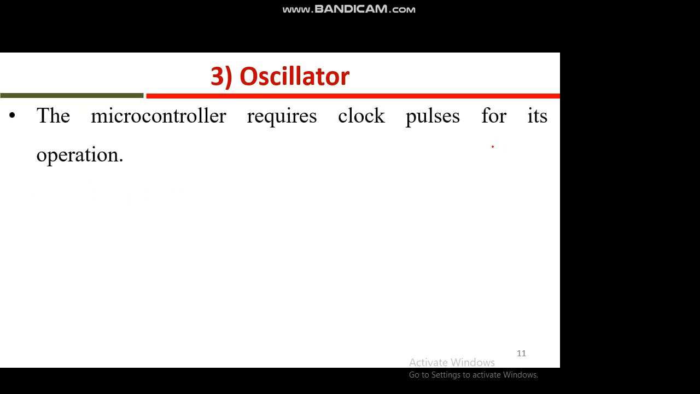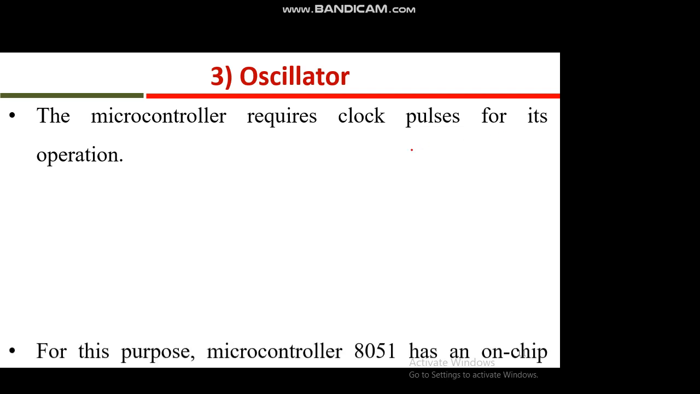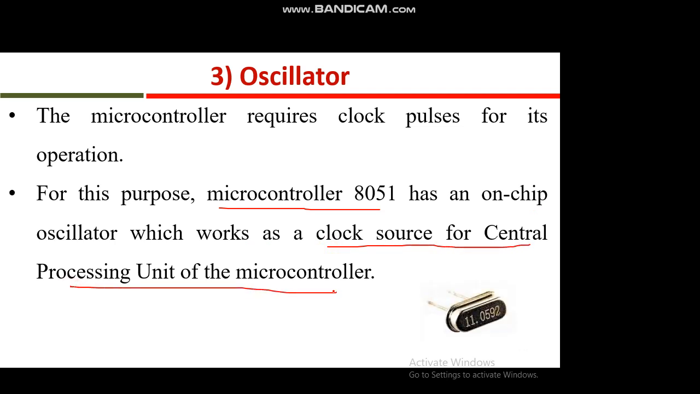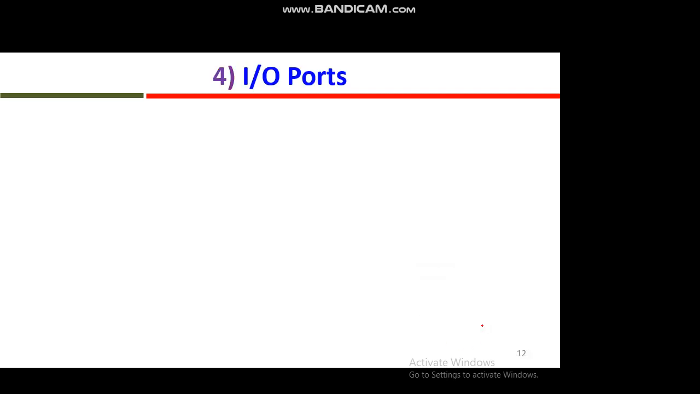The third block is the oscillator. The controller requires clock pulses for its operation. So for this purpose, the 8051 microcontroller has an on-chip oscillator which works as a clock source for the CPU of the microcontroller. A crystal is connected across the oscillator externally and used for clock pulses.